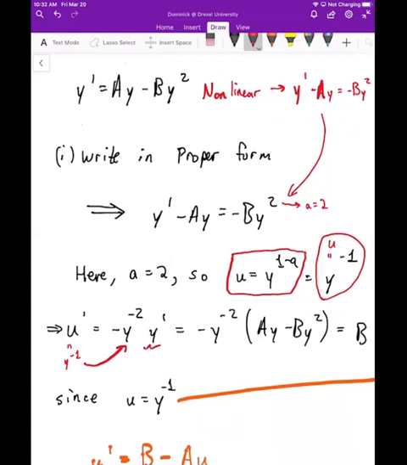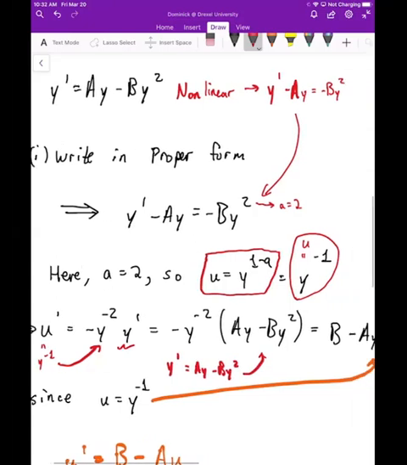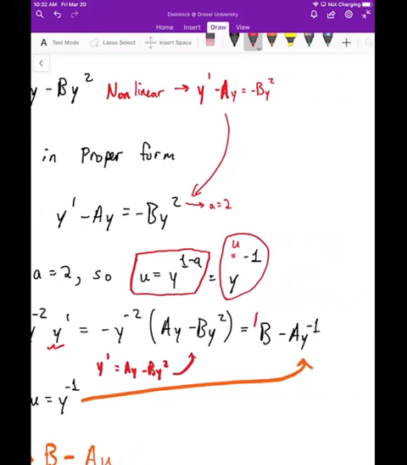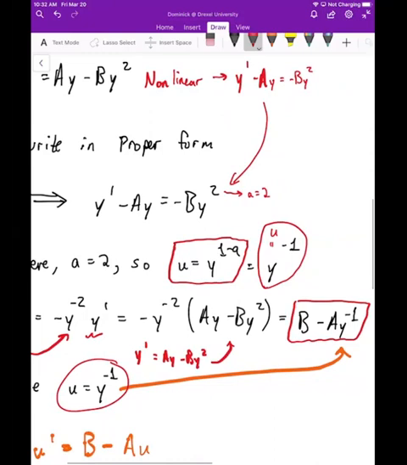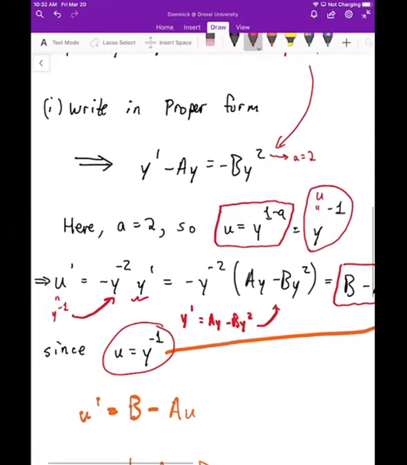need this y prime. But again we know that y prime from the original equation is ay minus by squared. So that's what we're substituting in here. And then of course we can multiply through by our negative y to the -2. And then after some simplification, we get this. And then of course we use the fact that since u was equal to y to the -1, we can plug in our u into this equation.